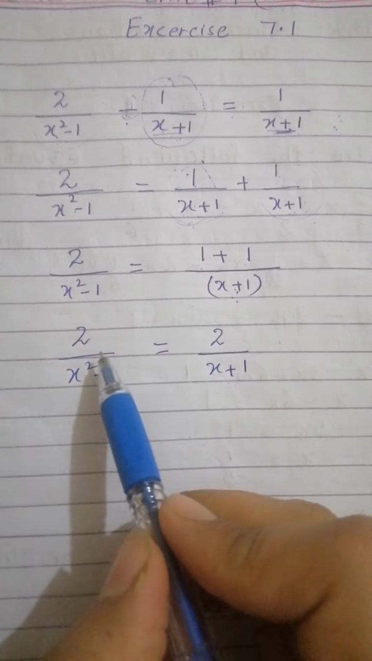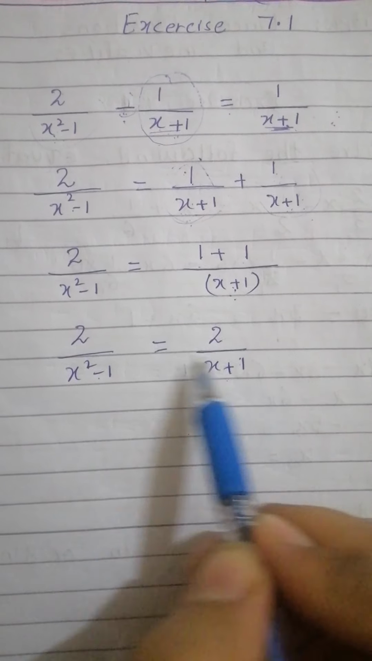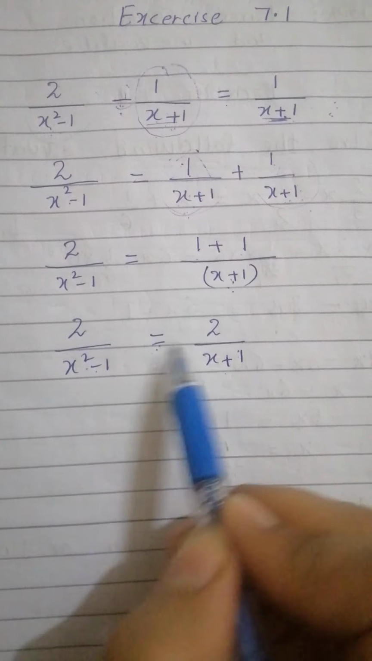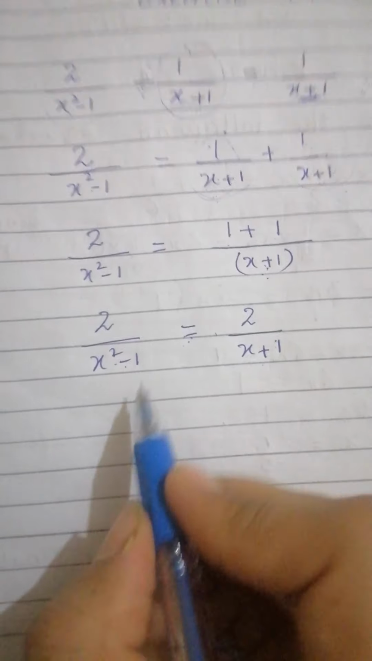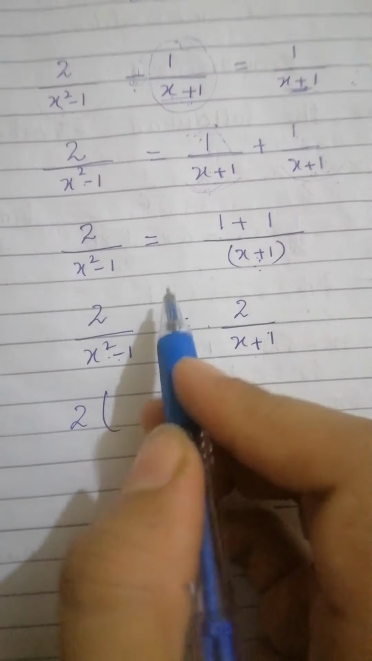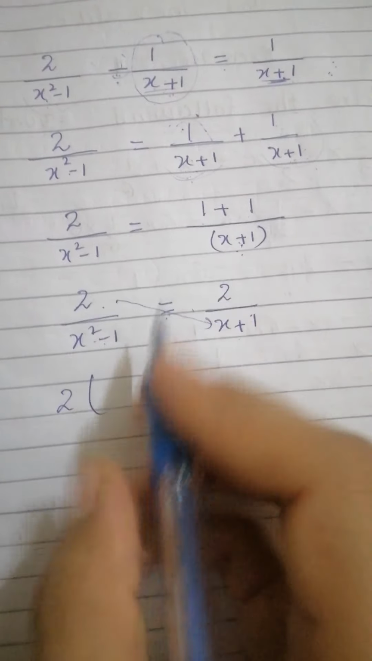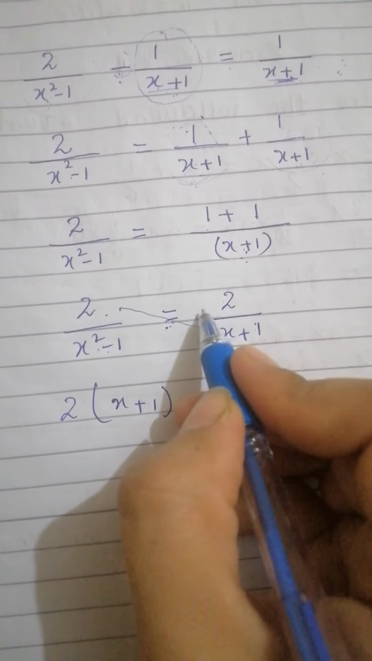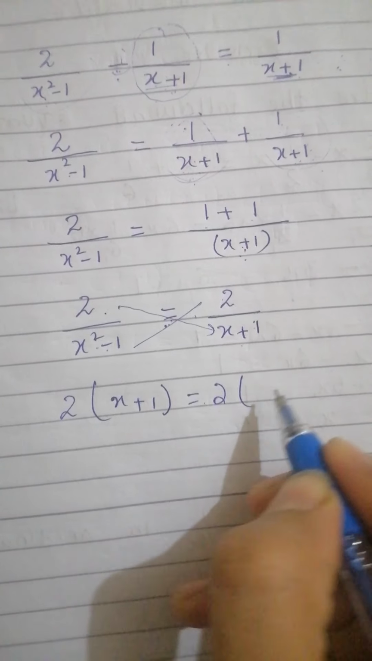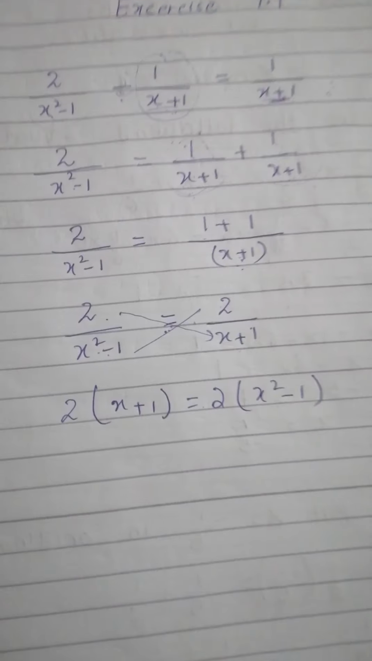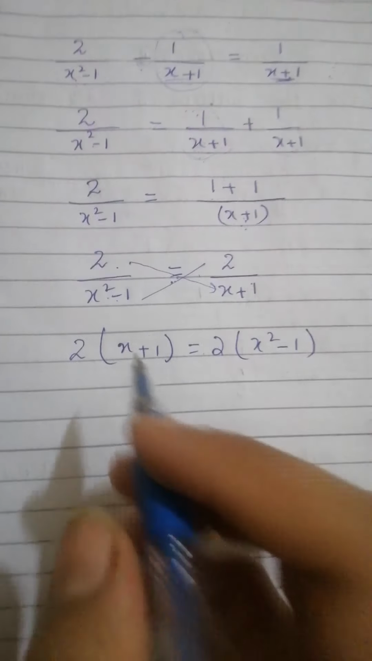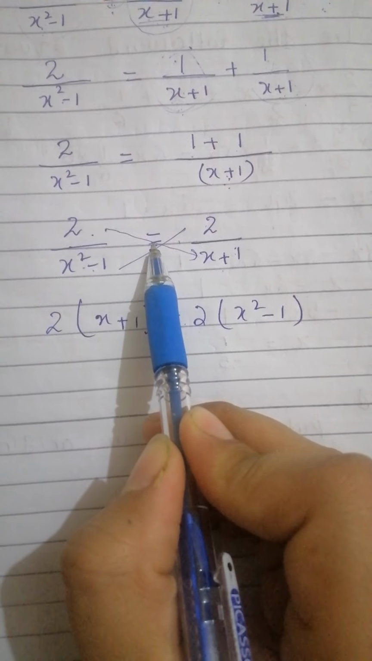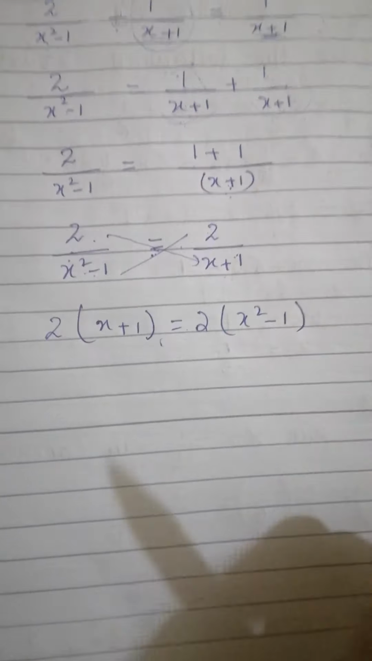Okay, now you can see that you have a fraction, and between the fractions you have an equality sign. So you must remember that whenever you have an equality sign between the fractions, you will do cross multiplication. Cross multiplication means 2 is going to multiply with x plus 1 is equal to, and this 2 is going to multiply with x square minus 1. Is it clear? Cross multiplication. When we have an equality sign of equation between the fractions, we do cross multiplication.